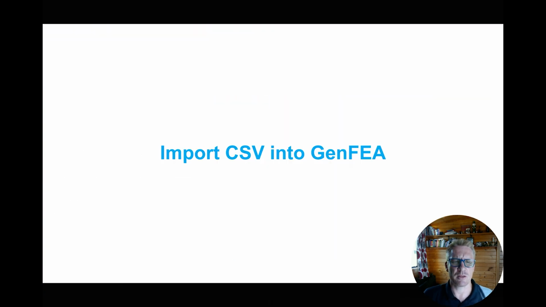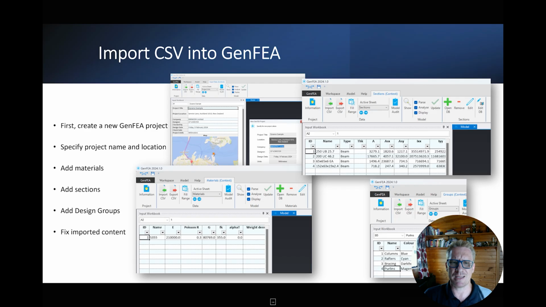Right, now that we've generated those CSV files, let's see how we bring them into GenFEA. The first step is to create a new project in GenFEA. We need to specify the project name and location. The location is important because this information will be used by DesignMate to determine the appropriate design standards and conditions to use based on the project information. We need to bring materials into GenFEA from our material database into the current project. The same with sections, so we're going to bring in 4 sections, one for columns, one for rafters, one for the bracing, and one for the purlins.